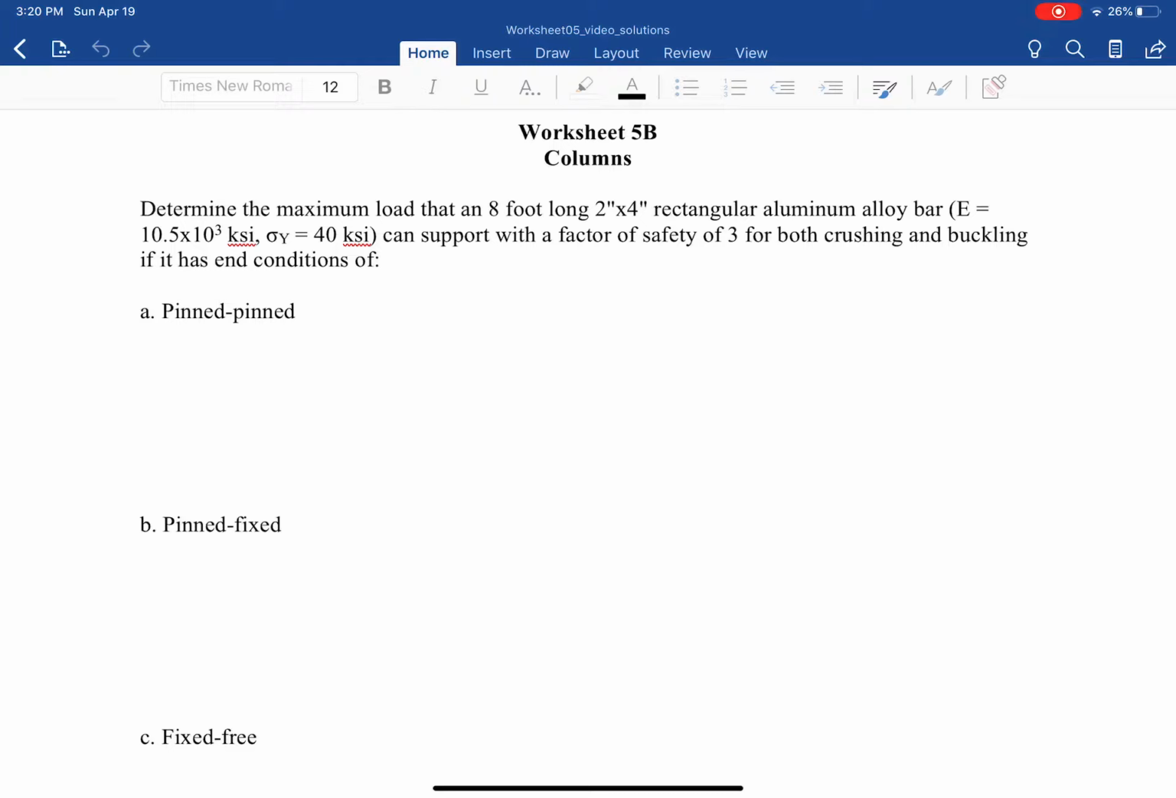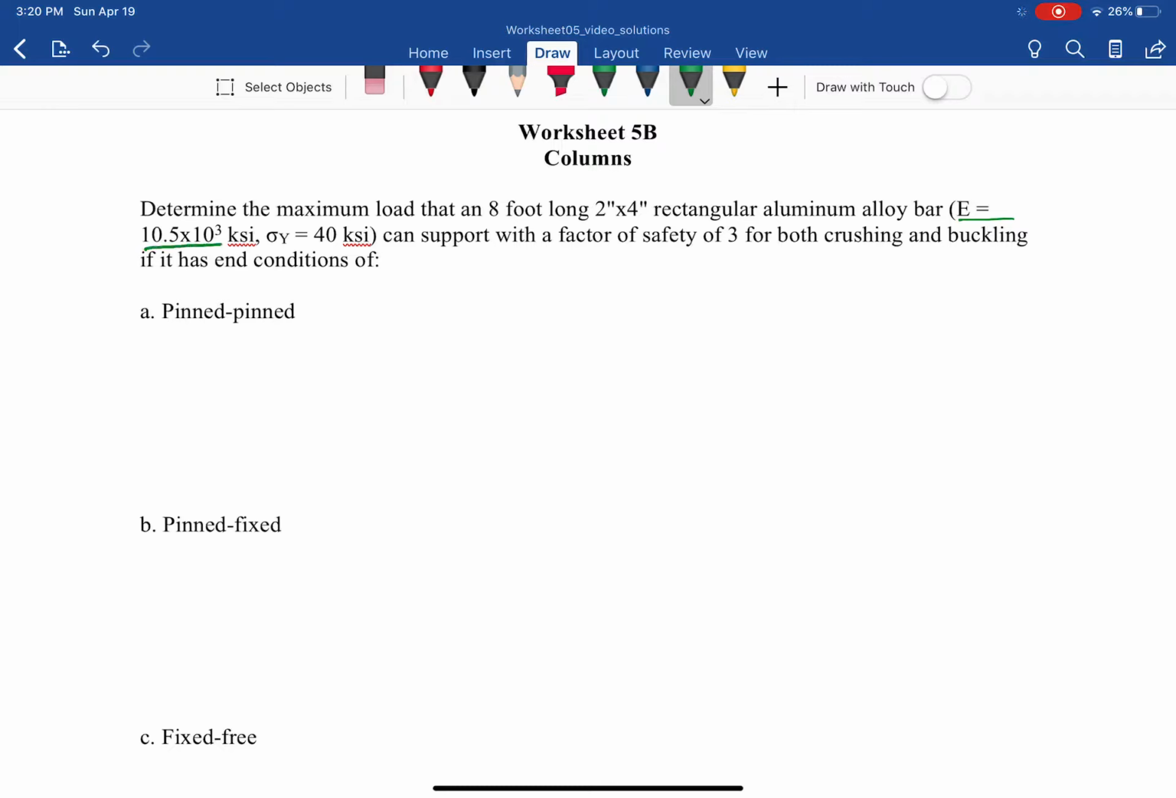Determine the maximum load that an 8-foot long, 2 by 4 inches rectangular aluminum alloy bar, given the Young's modulus and also given the yielding stress, can support with a factor of safety Fs equal 3 for both yielding and buckling if it has end condition of pin. So this is a rectangular cross section, and they have the end condition.